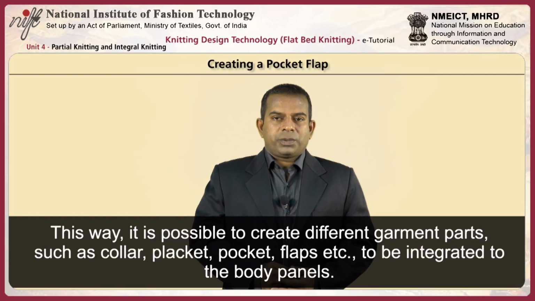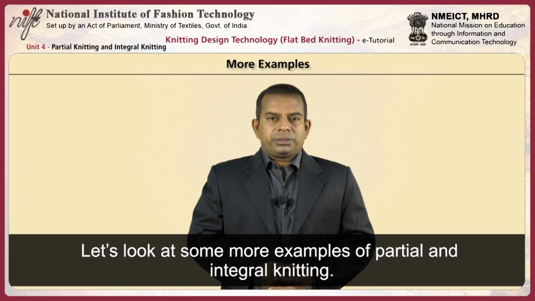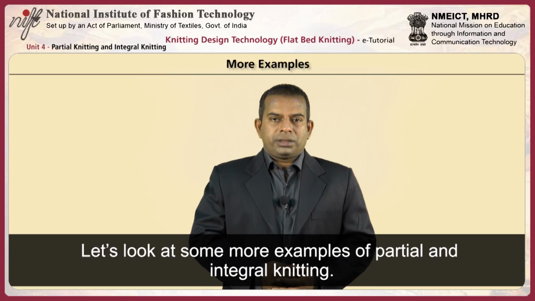This way, it is possible to create different garment parts such as collar, placket, pocket, flaps, etc. to be integrated to the body panels. Let's look at some more examples of partial and integral knitting.